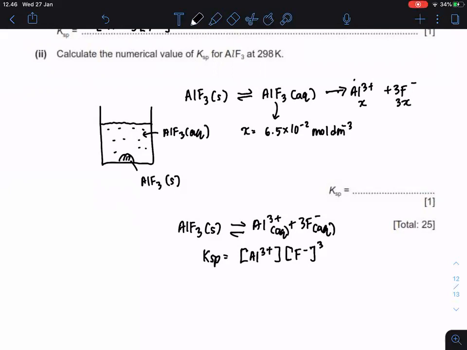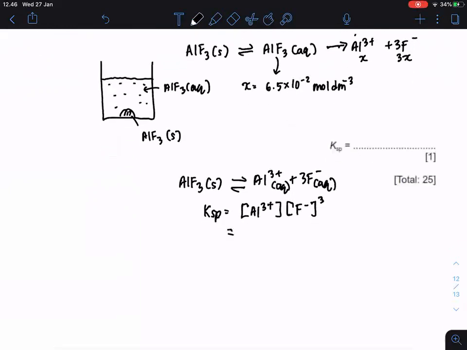So Al3 plus is going to be X, which is 6.5 times 10 negative 2. That's our concentration of Al3 plus in this aqueous solution. And then F minus in that solution is 3X, 3 times the solubility. So that's going to be 3 times 6.5 times 10 negative 2.